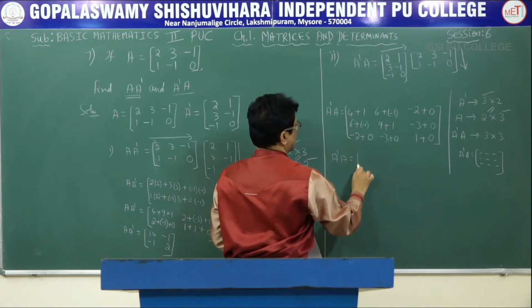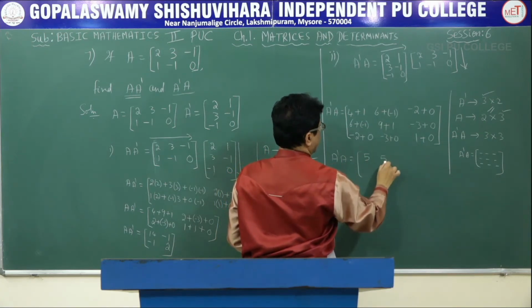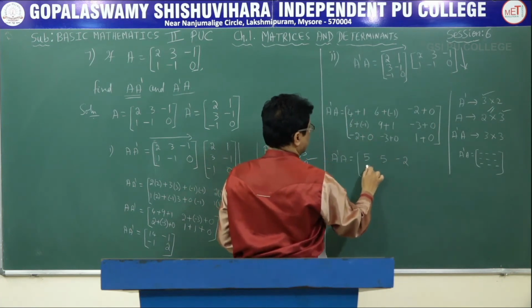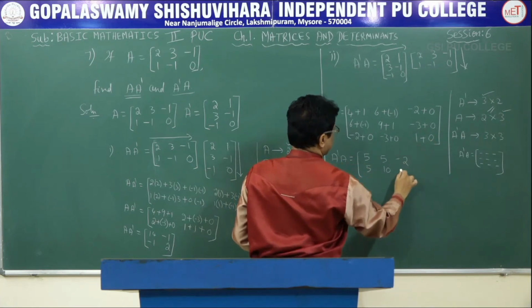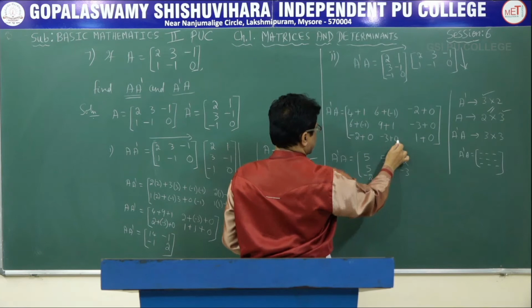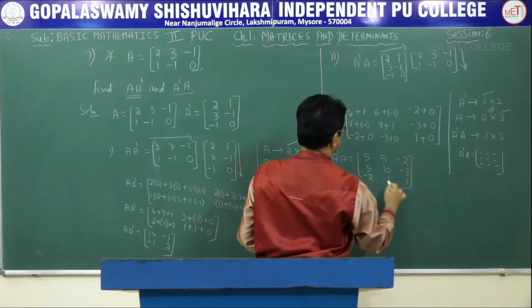So A dash A is equal to 4 plus 1, 5, 6 minus 1, 5, minus 2 plus 0, minus 2, 6 minus 1, 5, 9 plus 1, 10, minus 3 plus 0, minus 3, minus 2 plus 0, minus 2, minus 3 plus 0, minus 3, 1 plus 0, 1.